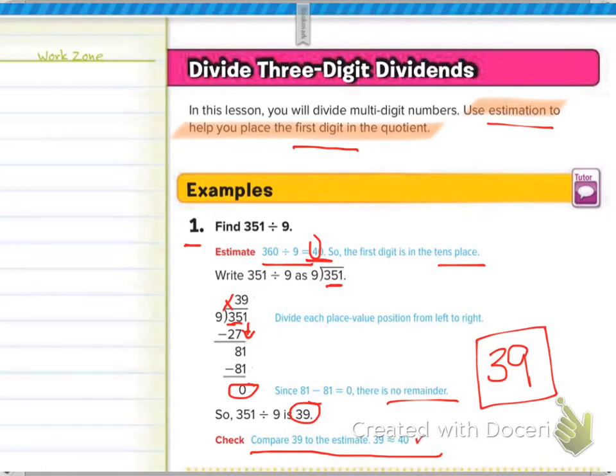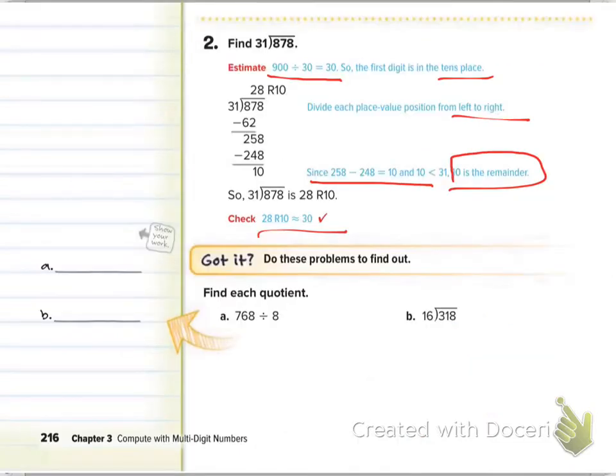If we go to the bottom of that page, number 2, we have 878 divided by 31. 878, we could round that to 900 and then change 31 to 30 because 30 can go into 90 how many times? 3. 30, 60, 90. So we know that our answer is going to be close to 30. Our first digit in that tens place is going to be close to the number 3.